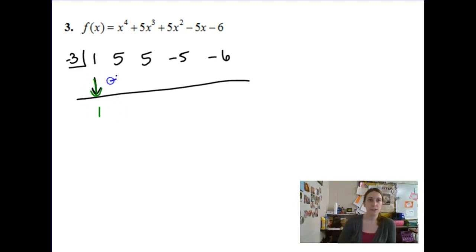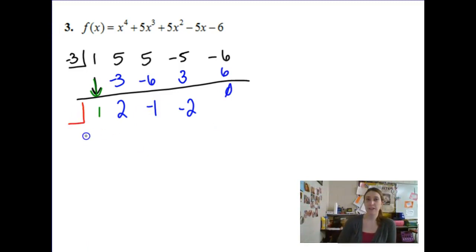1 times negative 3 is negative 3. Add them up, get 2. 2 times negative 3 is negative 6. Add them up, get negative 1. Negative 3 times negative 1 is positive 3. Add those up and get negative 2. And then that gives me a positive 6, which is 0. So we did well. Now remember, I'm still a cubic because it's too large for me to factor right now.